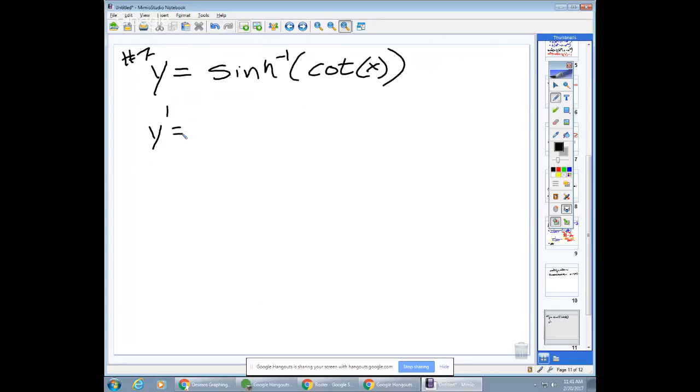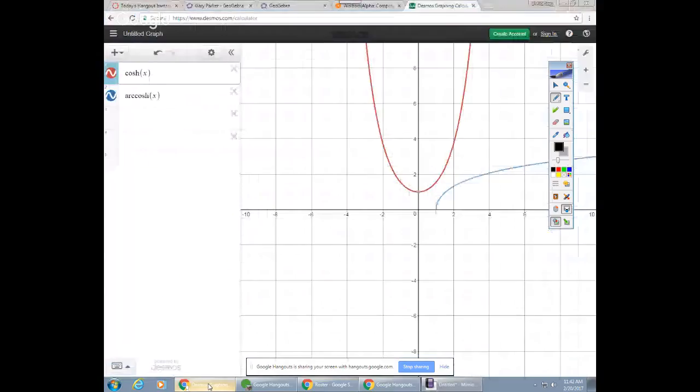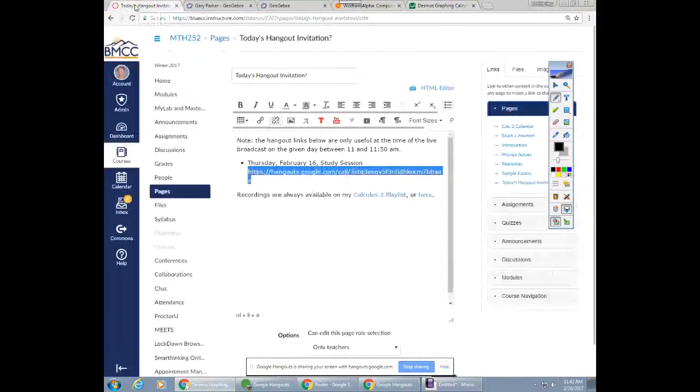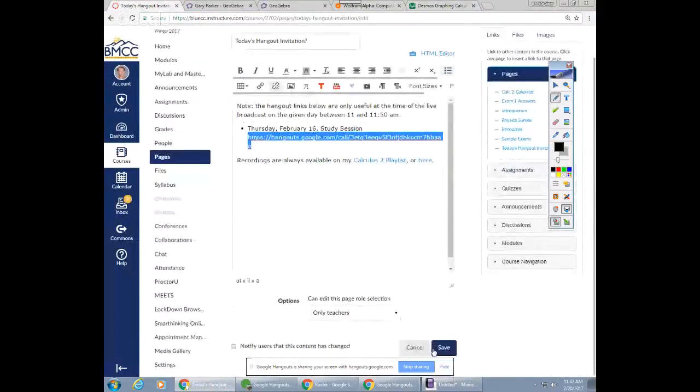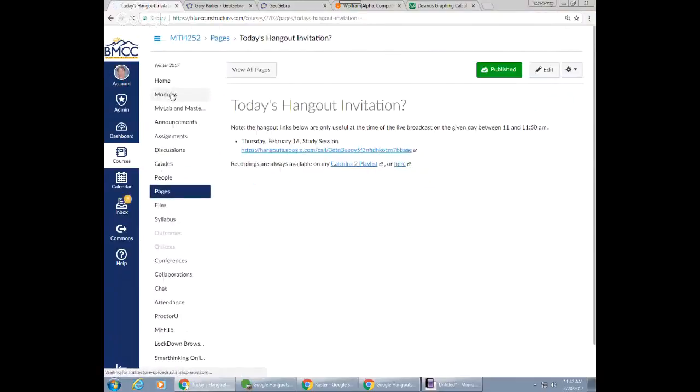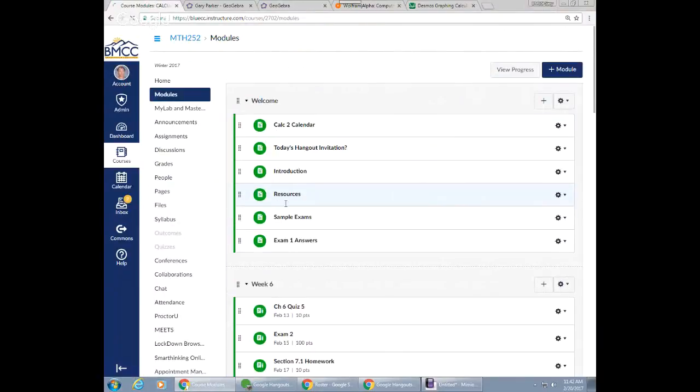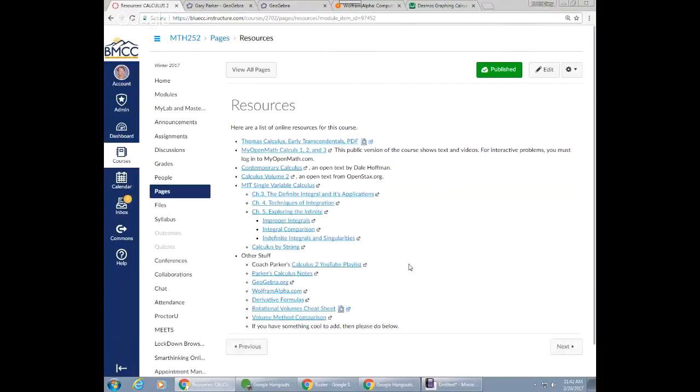Okay, so let's see. I didn't derive it, so we need to look up the derivative of the inverse hyperbolic trig function. Didn't I have that on that cheat sheet I gave you guys? I think it was there. Let's go to modules, resources. It's probably in the resources page here. Derivative formulas. I think it's on this page.